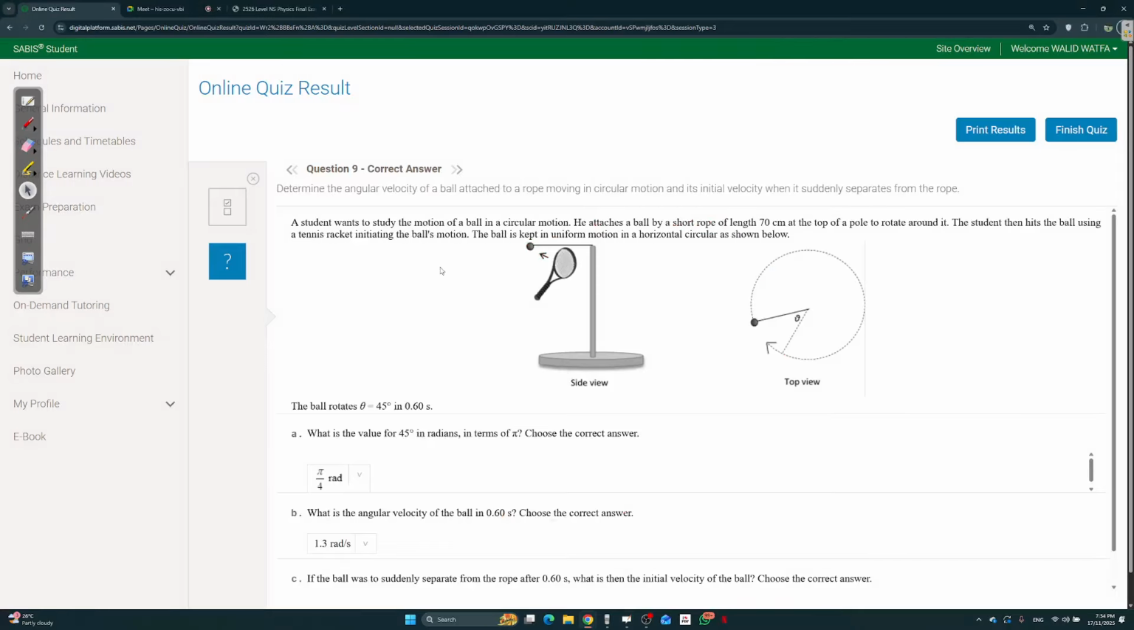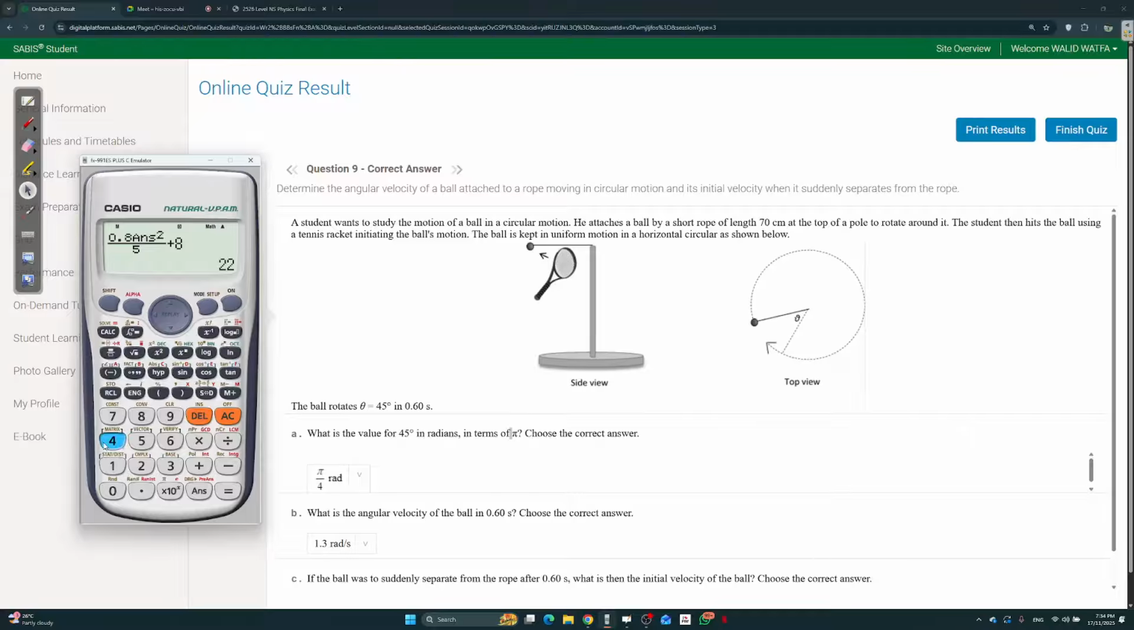Alright, over here, a student wants to study the motion of a ball in circular motion. He attaches a ball by a short rope of 70 centimeters, and he hits the ball using a tennis racket. Using the ball's motion. Alright. The ball is kept in uniform motion in a horizontal circular motion, as shown below. The ball rotates theta equals 45 degrees in 0.6 seconds. What is the value for 45 degrees in radians? How do you convert something to radians? You multiply by pi over 180. And you get pi over 4, sorry.